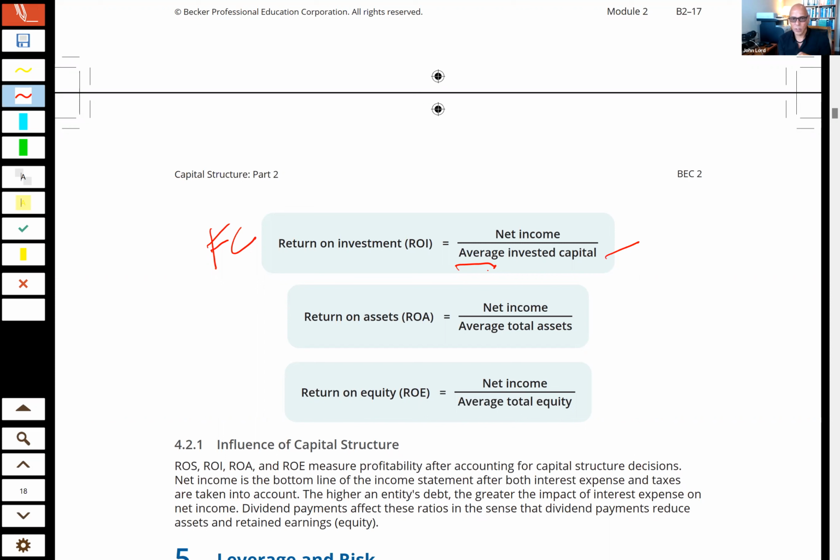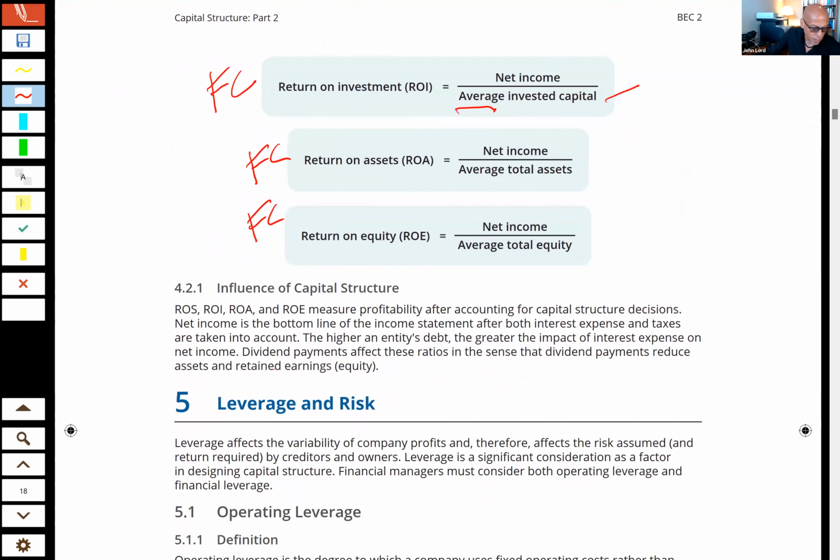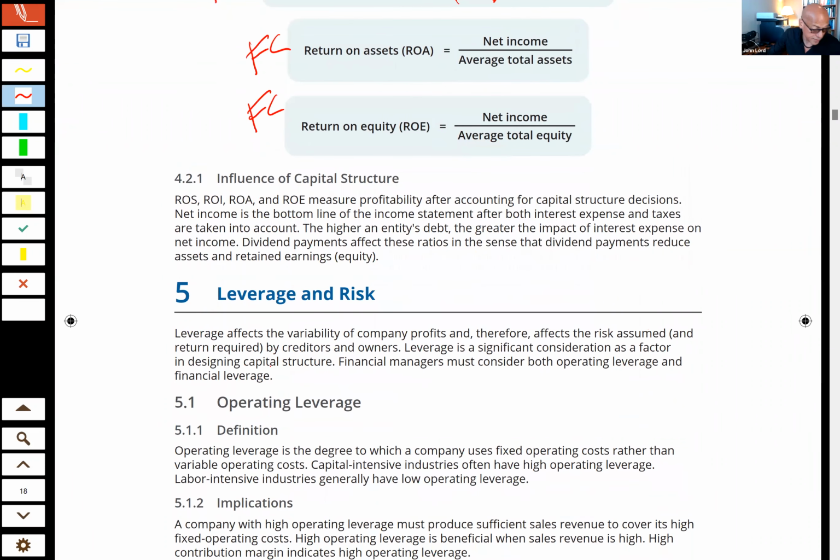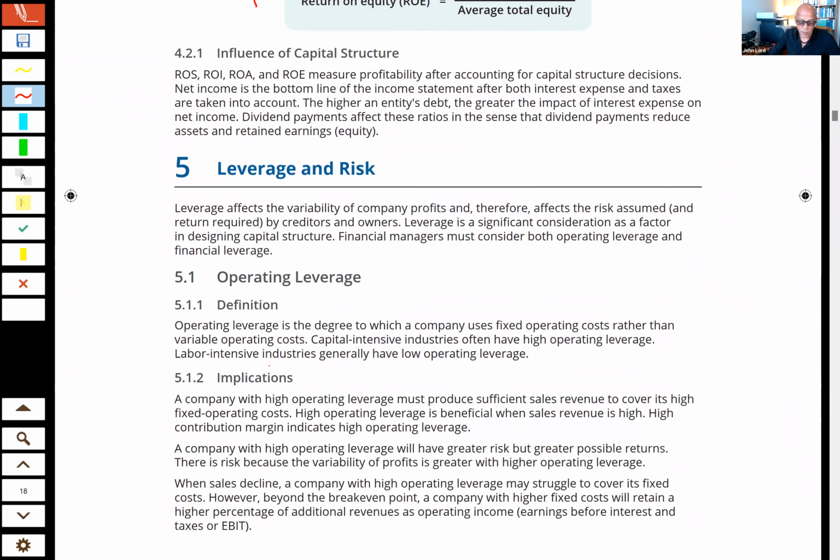okay, let's just give it a lick and a prayer: the beginning, the end, divide by 2 to get the average. Okay. For return on assets, same sort of approach: the net income divided by the average assets, and then return on equity, the net income divided by the average equity. All right. I don't have a whole lot more to say than that. You can see that if you got a problem and they give you those elements, you would need to know how to calculate that. So flashcard those formulas.